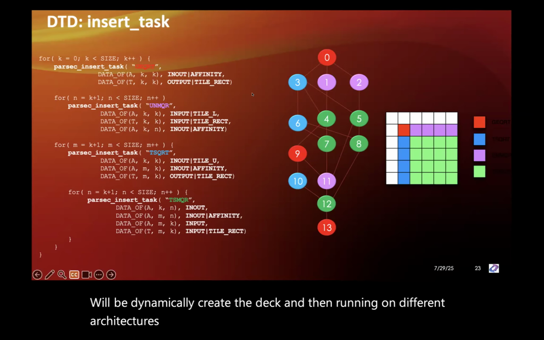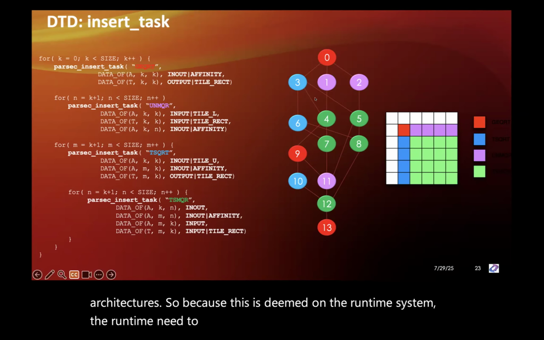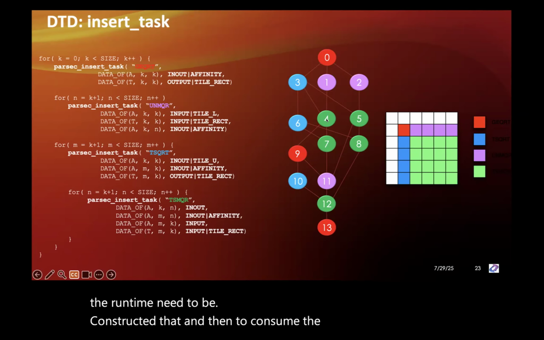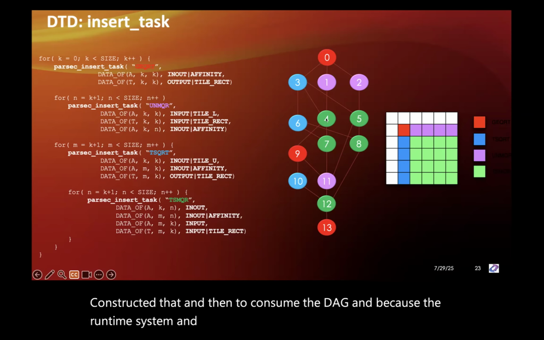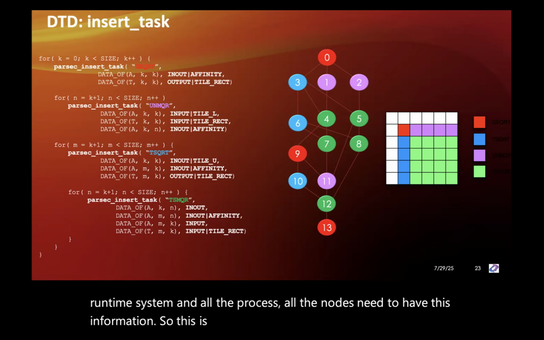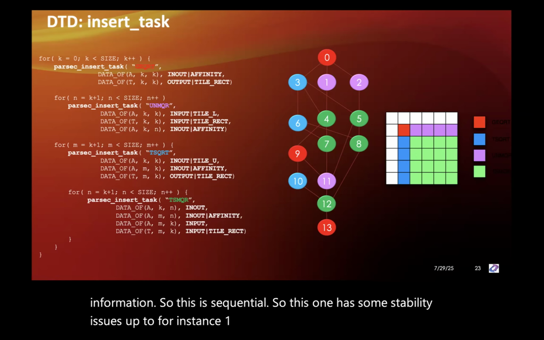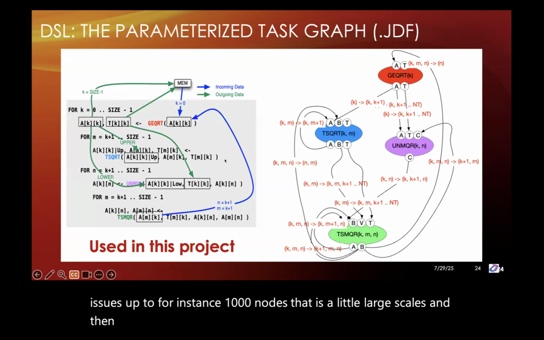Because this is done in the runtime system, the runtime needs to construct the DAG and then consume the DAG. And all the processes, all the nodes, need to have this information. So this is sequential, and it has some scalability issues at, for instance, 1,000 nodes. That is a fairly large scale. Because of this, we have another language called PTG.